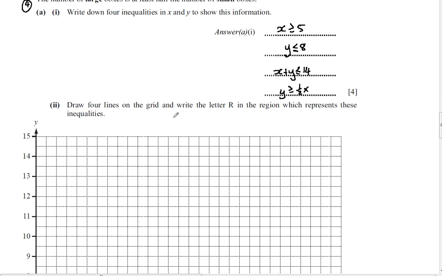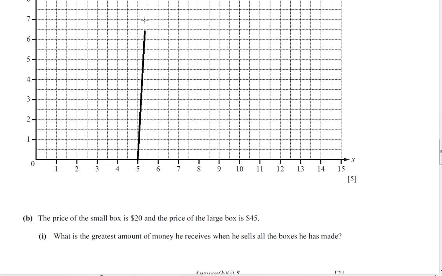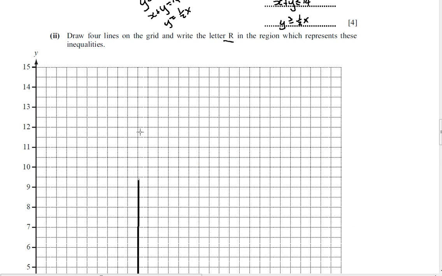Okay, cool. Now we're going to draw these 4 inequalities on the grid, shade in the region and label it R. So X is greater than or equal to 5, so make each an equation: X equals 5, Y equals 8, X plus Y equals 14, and Y equals half X. These are each an equation which we can use to draw. X equals 5 is just a line straight up vertically, all the way to the top. Y equals 8 goes across horizontally at 8.